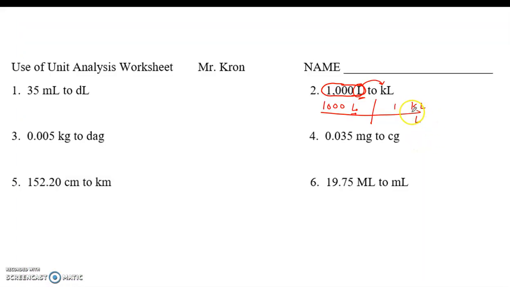So I use this prefix to tell me what goes here. That seems weird, right? You look up the prefix, and that tells you what goes with the base. The prefix itself gets a 1. So that's how that one works. So 1,000 divided by 1,000 equals 1. Liters cancels out. I'm left with 1 kiloliter. There we go. Hopefully that went well.